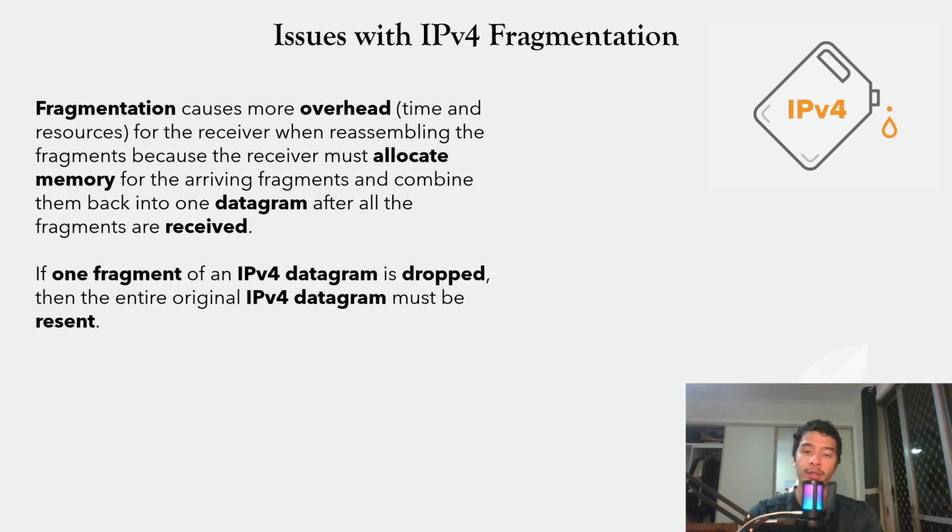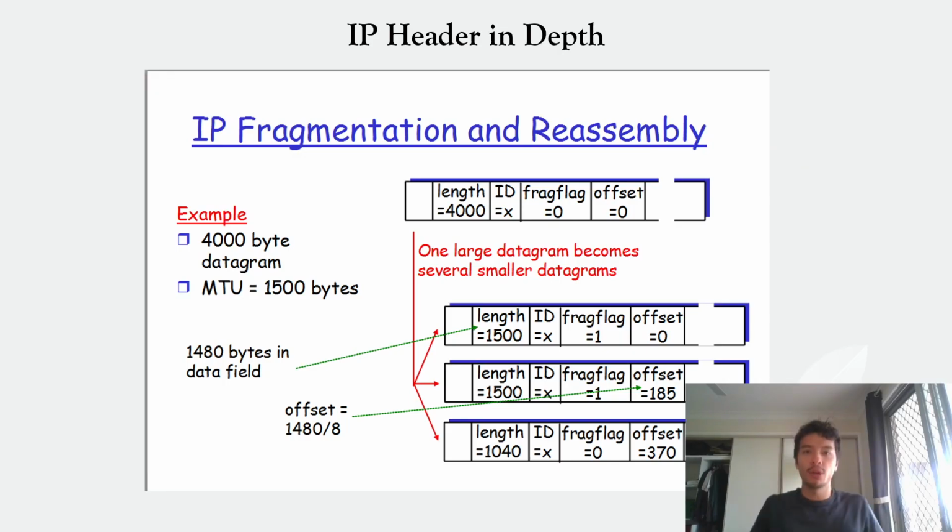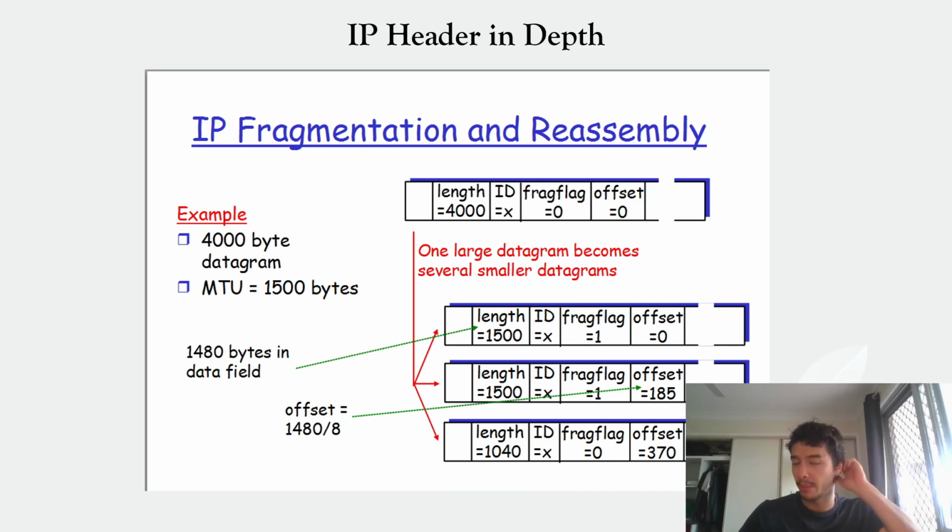Alrighty guys, I forgot to go over this one in detail before yesterday, but we're going to go over it right now. So this is the IP fragmentation and reassembly. We have a 4,000 byte datagram, which is specified right over here. This is what it looks like in a singular packet. Our MTU is 1,500, which means we can transmit 1,500 at a time.